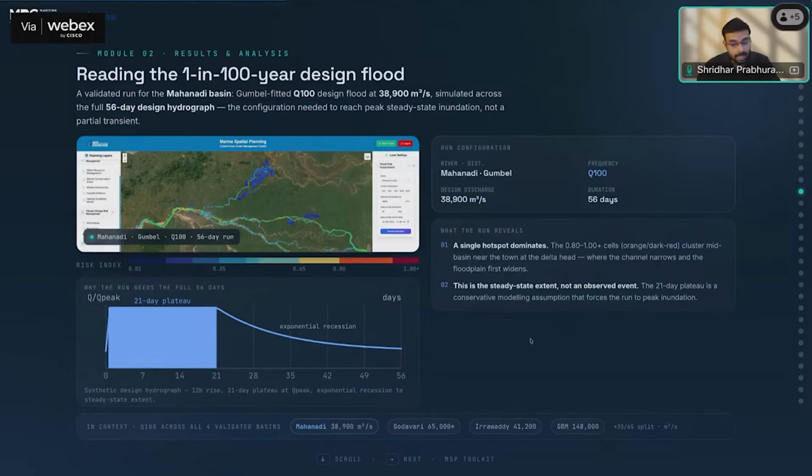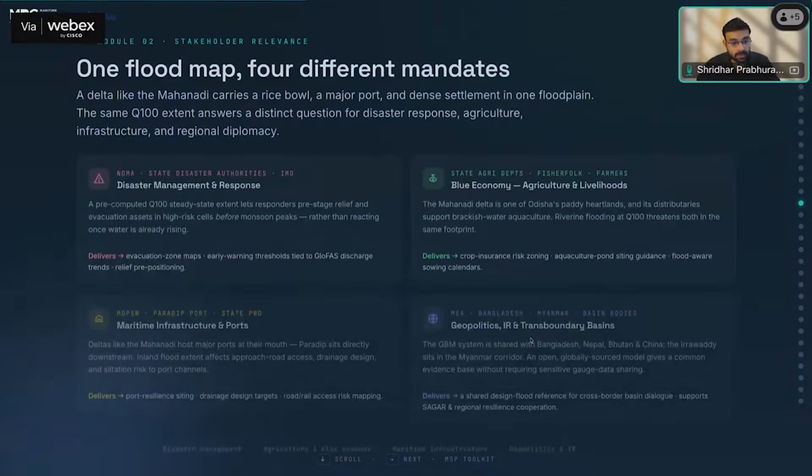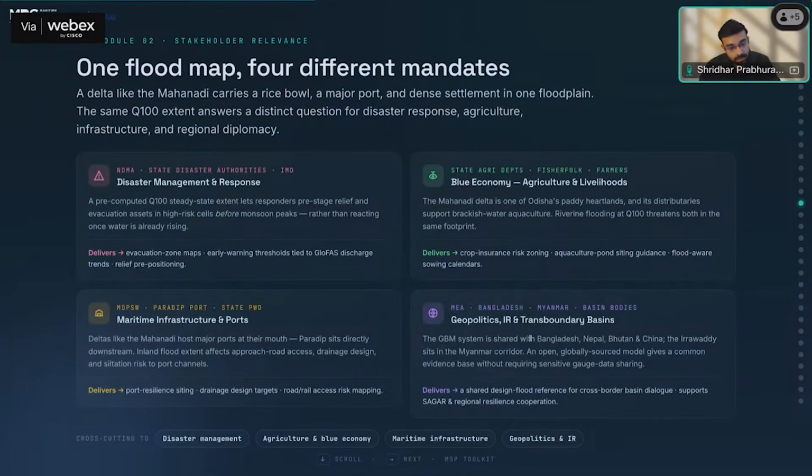Where is the probability of this happening high? So that's the kind of evacuation zone maps that is required, early warning that is required. All of that comes as part of this. Again, from a maritime infrastructure and port perspective, deltas like Mahanadi have major ports in their mouth. So we have Paradeep, which sits directly downstream. So it is extremely important for us, even from an infrastructure perspective, to understand that in terms of extreme flood event, how the water is going to flow and what infrastructure is going to get impacted.